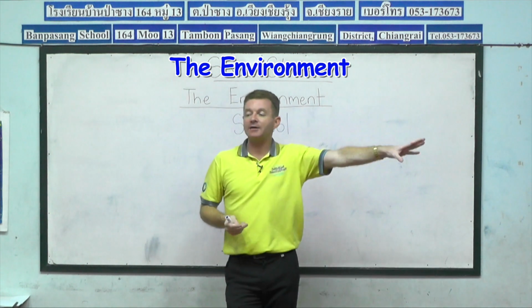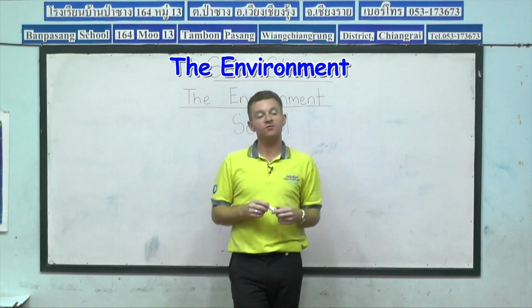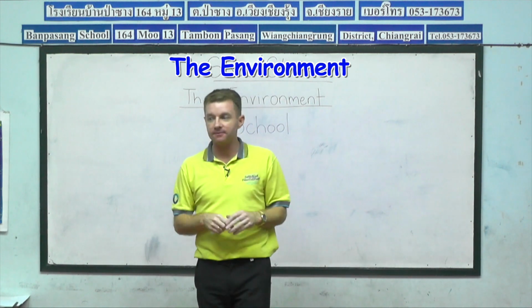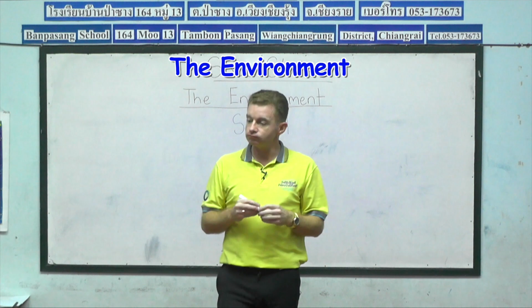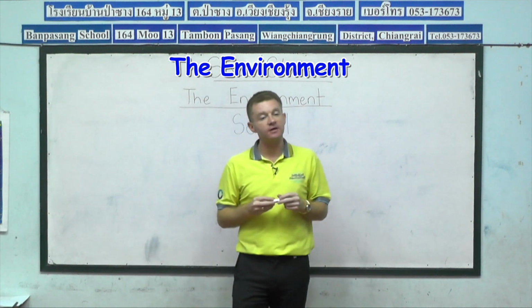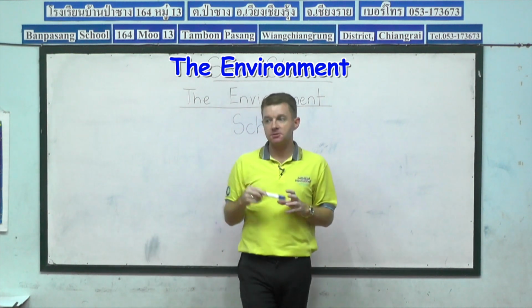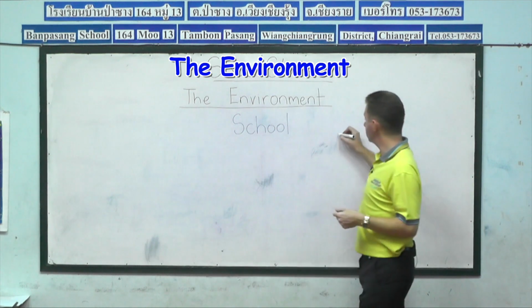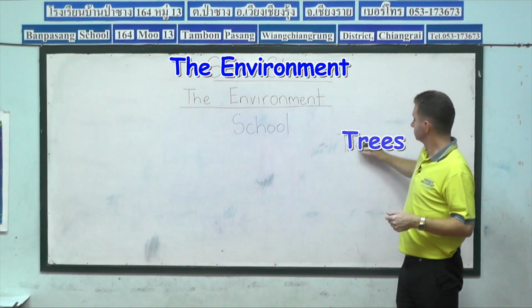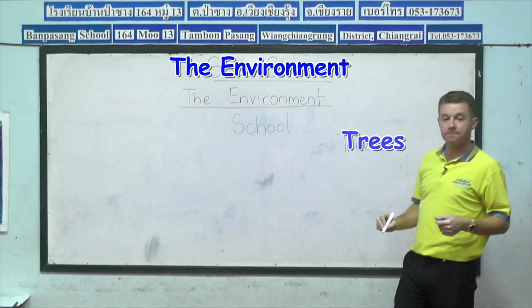If we go outside the school, what sort of things can we see? Natural or man-made? What natural settings can we see? Trees, okay. Trees are part of our environment. Trees is a good one. Anything else?